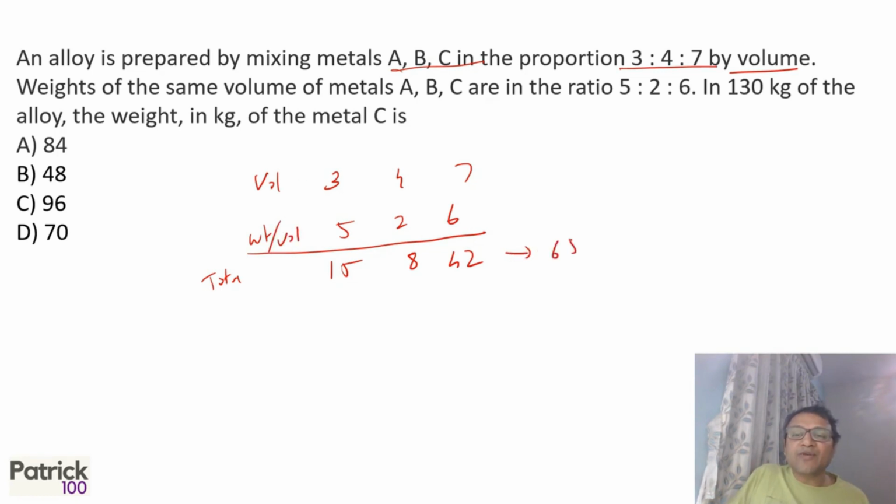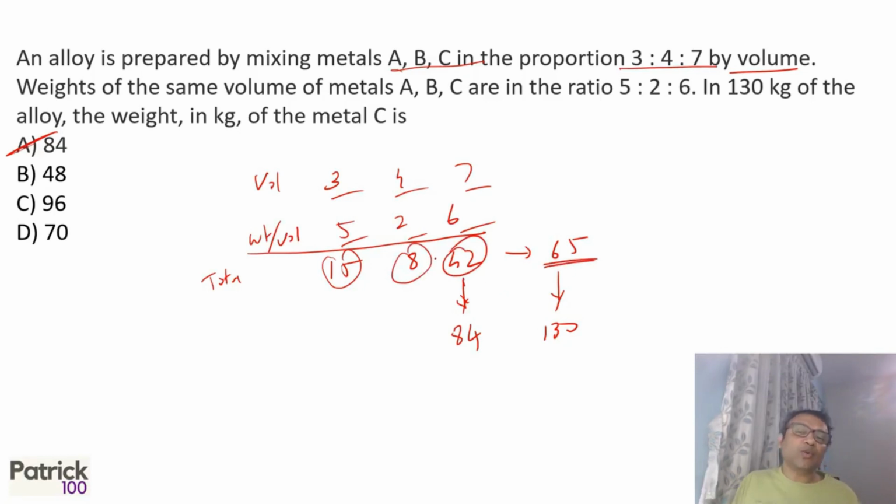This, if you add, becomes 65. But total is 130, double. So 42 will become 84. Answer A option. Right? Volume 3:4:7. Weight per volume is 5:2:6. Multiply them, you'll get a ratio as 15, 8 and 42. The total is 65. 65 stands for 130, double. So 42 will stand for 84.